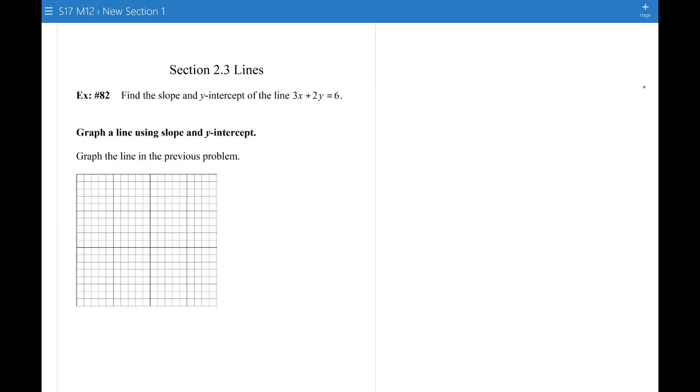Okay, so we need to find the slope and y-intercept of the line 3x plus 2y equals 6. So I'm going to subtract 3x from both sides because I'm trying to solve for y or isolate the y. And I know I want the slope-intercept form with the x term first, so I'm going to choose to arrange them in that order. Now I need to divide both sides by 2. So I'm going to get y equals negative 3/2 x plus 3.